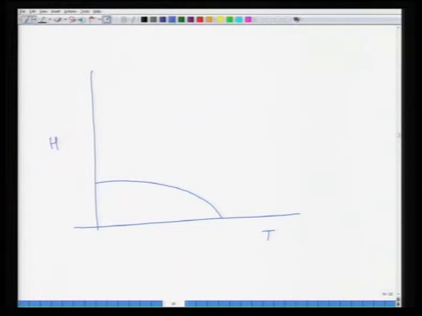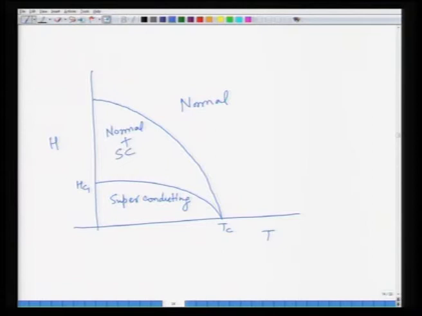In case of type 2, again magnetic field, temperature. You have a similar effect here on the lower field side. So, you have Tc and then Hc1, and below Hc1 you have the superconducting state. Beyond these two you have normal plus superconducting, and this region between Hc1 and Hc2 below Tc is where normal and superconducting states coexist, and this is what is found in type 2 superconductors. This is where the difference between type 1 and type 2 came. Type 1 was mostly elemental metals and type 2 were mostly alloys.